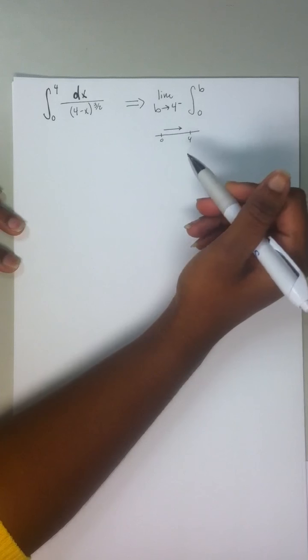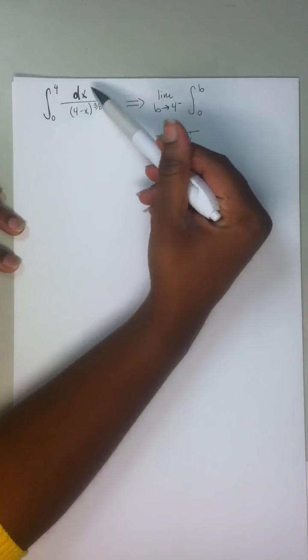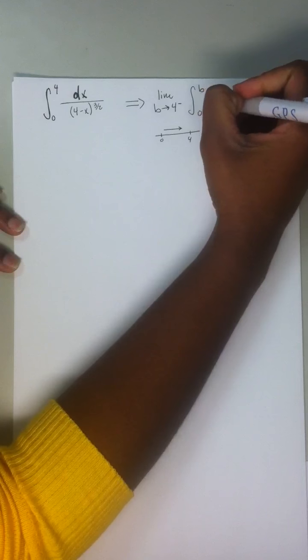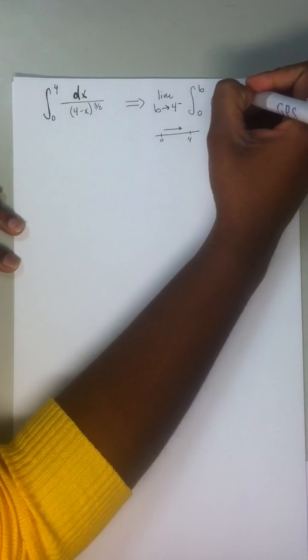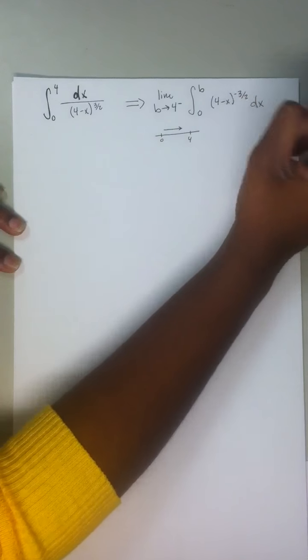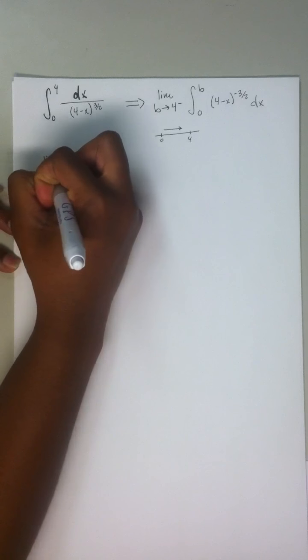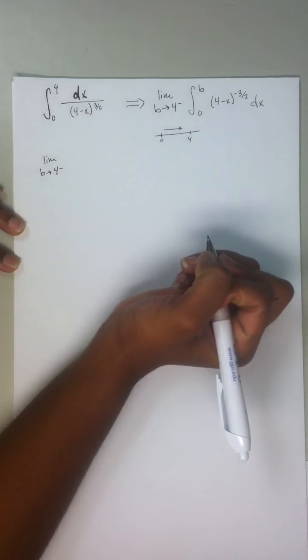And in doing this, what I would usually do is rewrite my equation so that it looks more familiar to me. So I would rewrite this as 4 minus x to the negative 3/2 dx. And that looks more like something that you are familiar with integrating. So from there, we're just going to solve the integral. We're going to leave it as the limit as b approaches 4 from the left.